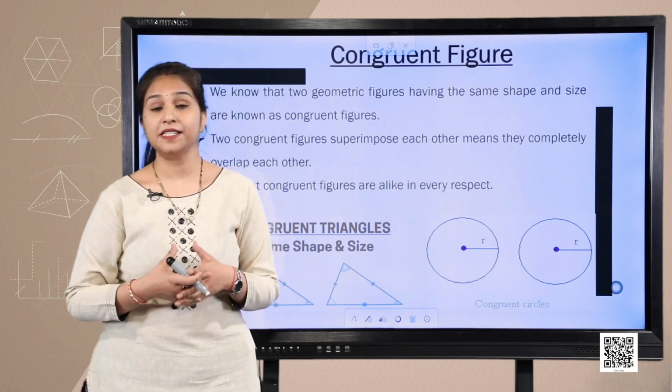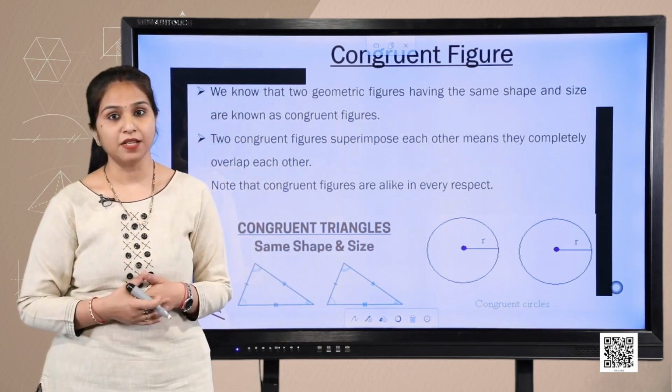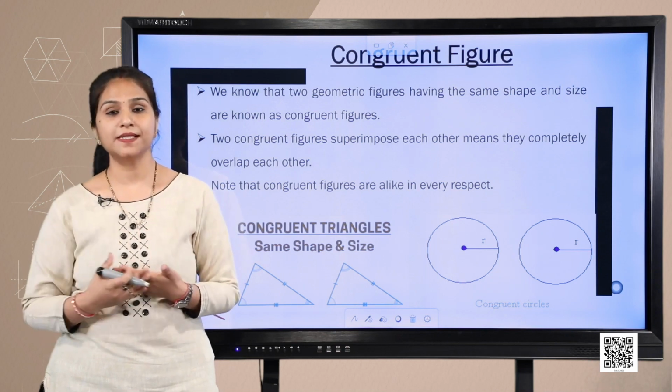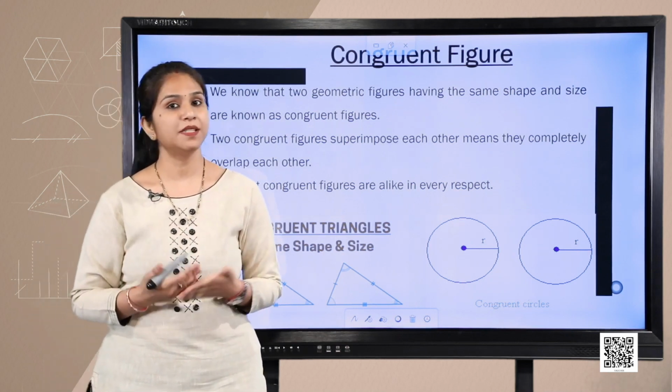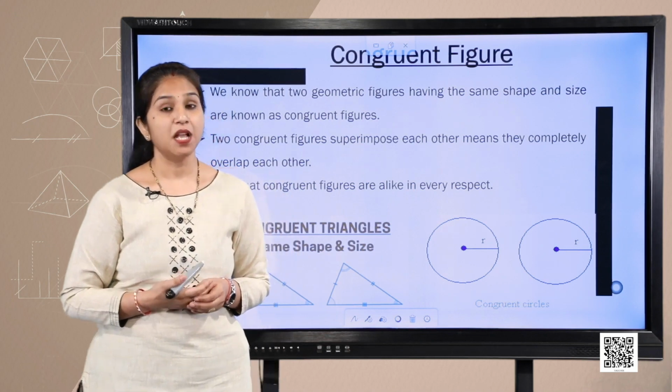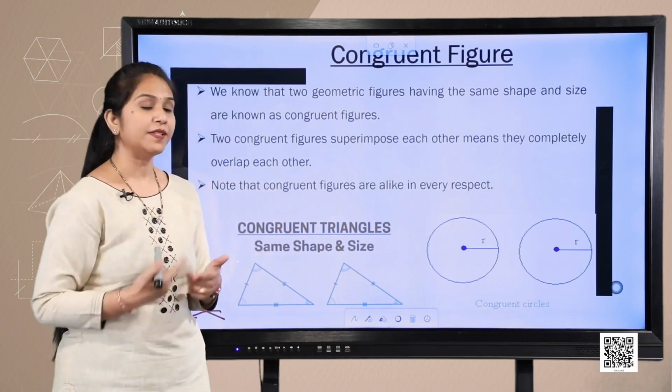If I take just an example of a biscuit packet, all the biscuits there are overlapping each other, meaning they are congruent to each other. But let us see some more examples.